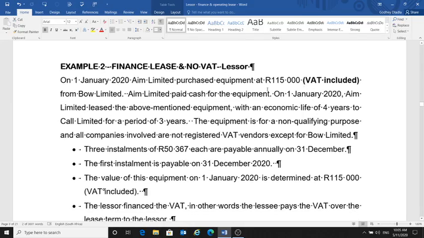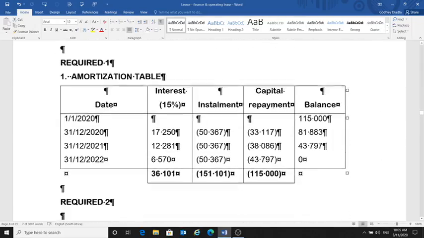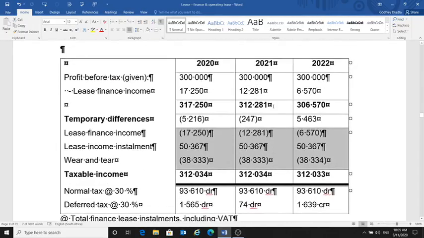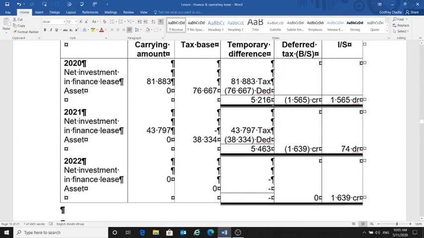Now let's summarize the second one. The second one is more or less like the first one, but the difference is that now here we are dealing with the situation whereby the equipment is for non-qualifying purpose. Okay, a lot of things are the same except a few things that will change. Okay, let's look at the few things. The amortization table is still the same, nothing will change. Tax still the same. All right, balance sheet approach still the same.